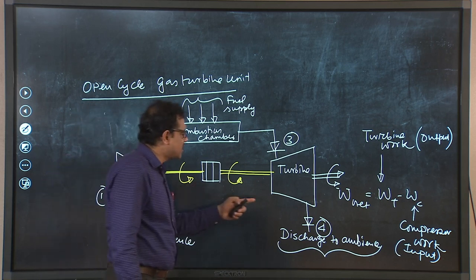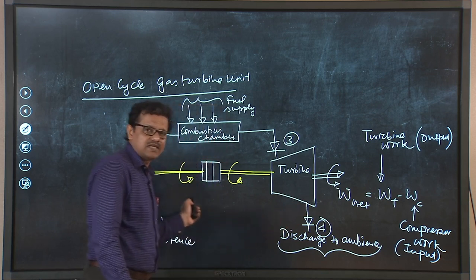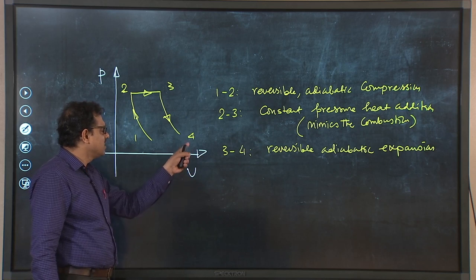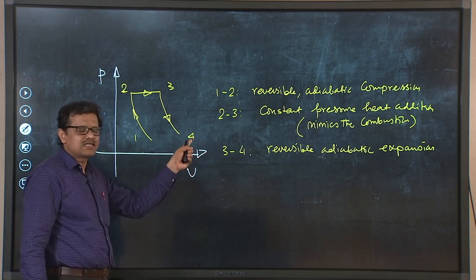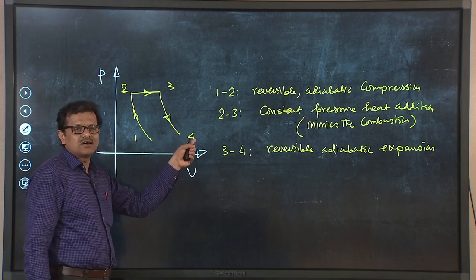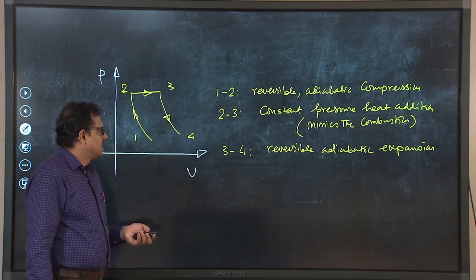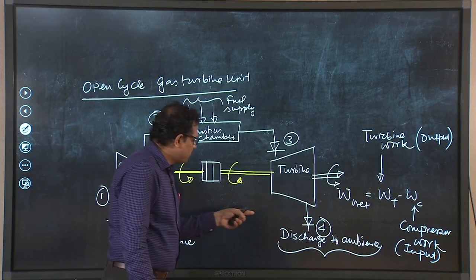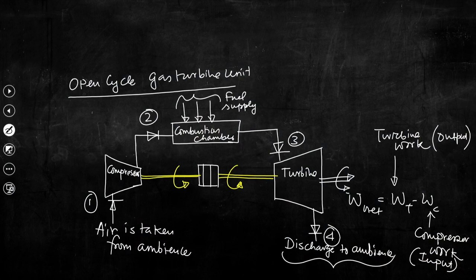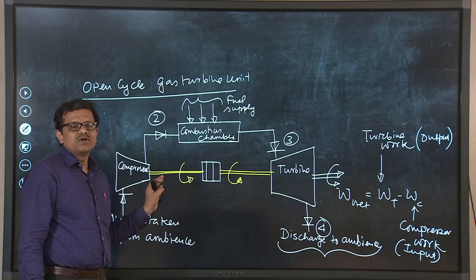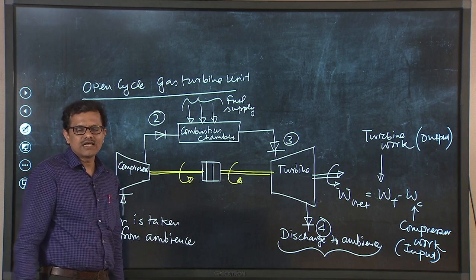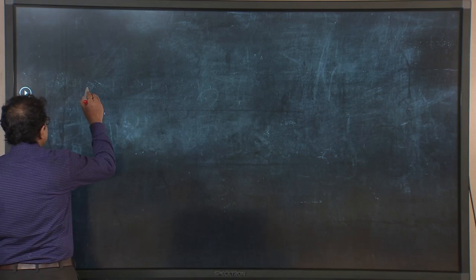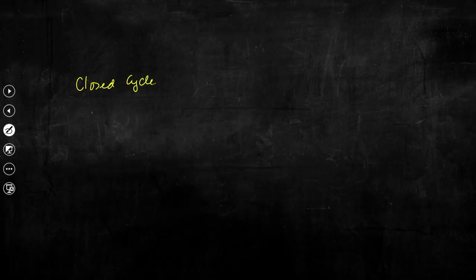But if we somehow can recycle back the air or gas that comes out from the turbine into the compressor again, certainly we have to release a certain amount of it. As I said, the state point 4, though that gas or air is discharged to the ambience, is not exactly equal to state point 1 thermodynamically. Certainly the pressure and temperature of the working fluid at state point 4 are higher than at state point 1. So, next, if we try to reuse the gas that comes out from the turbine, that means if we recycle back that working fluid, perhaps the contamination due to foreign particles of the incoming airstream can be avoided or prevented. So, now we shall be discussing the closed cycle gas turbine unit.